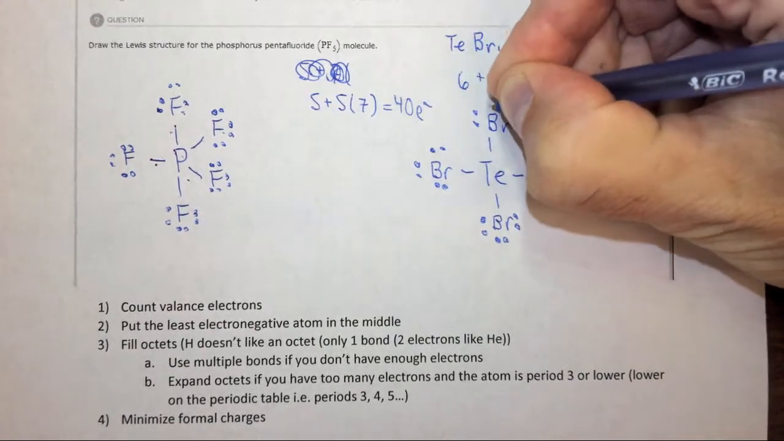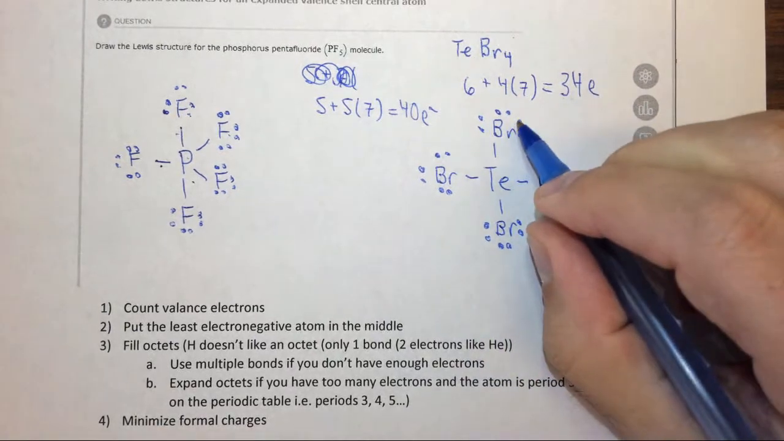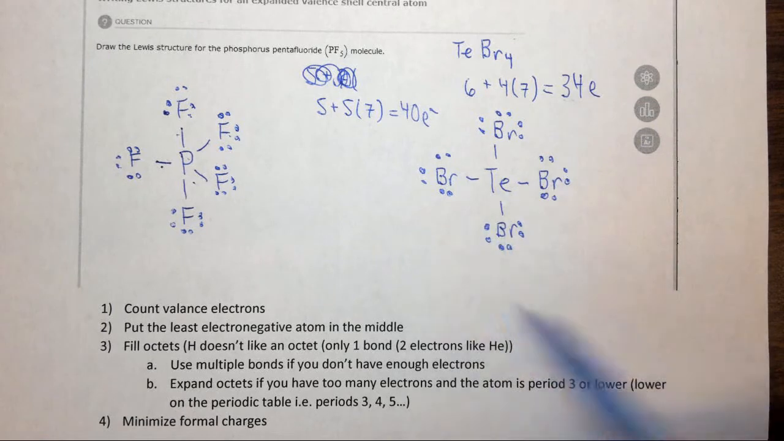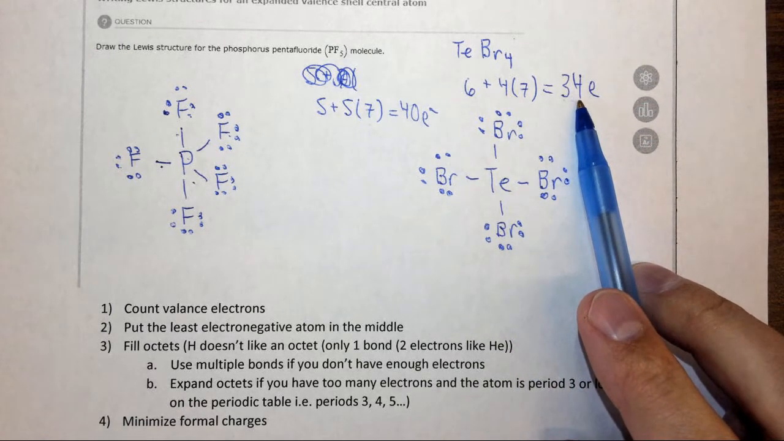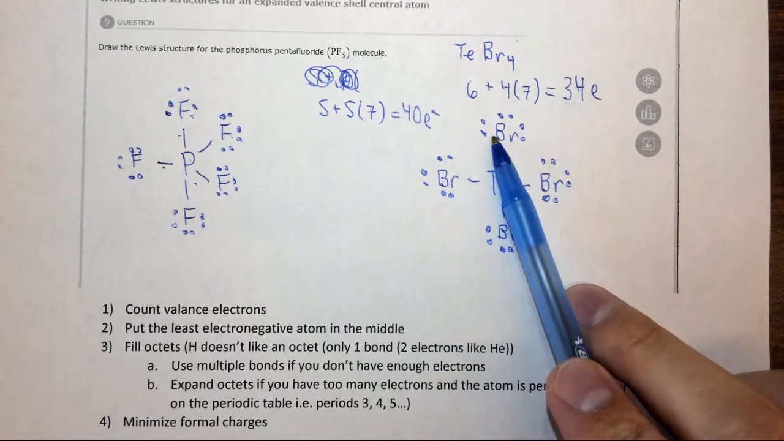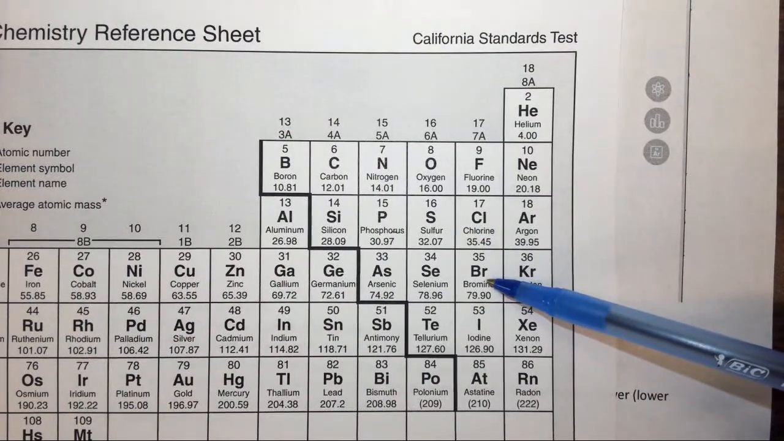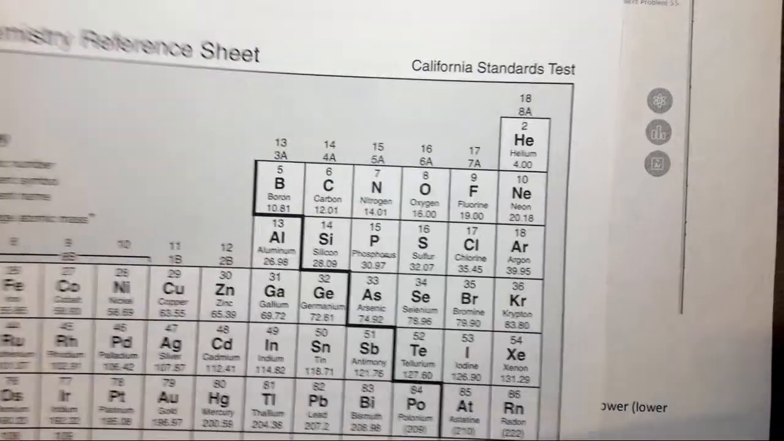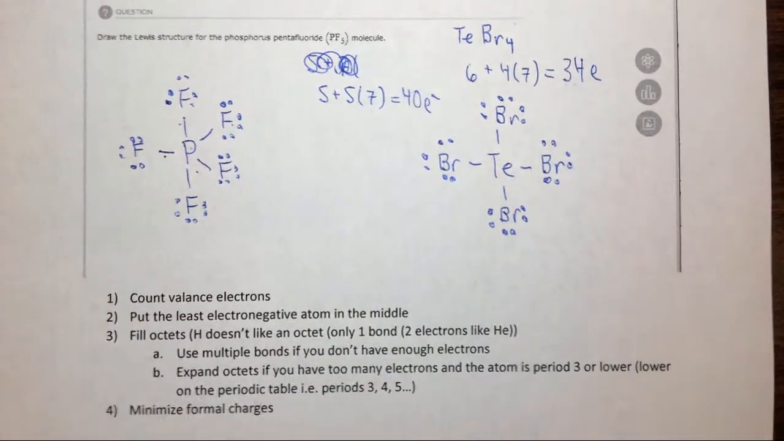I have now put 4 times 8, because there's 8 electrons around each bromine, there's 4 bromines, or 32 electrons in, which means I have 2 more electrons, because I have to place 34 electrons. So now my question becomes, do I put them on bromine, which can expand its octet, because it's far enough down on the periodic table, it's period 3 or lower, or tellurium, which can also expand its octet? The answer comes from formal charges.